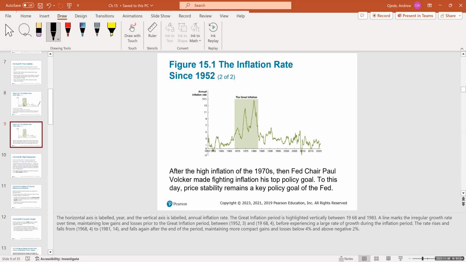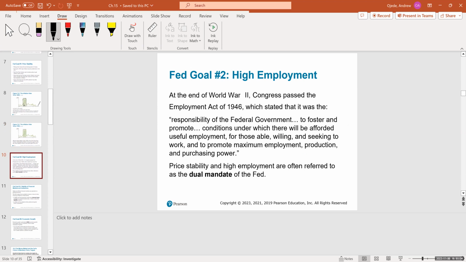So goal number 2 is high employment. At the end of World War II, Congress passed the Employment Act of 1946, which stated that it was the responsibility of the Federal Reserve to foster and promote conditions under which there will be afforded useful employment for those able, willing, and seeking to work, and to promote maximum employment, production, and purchasing power.